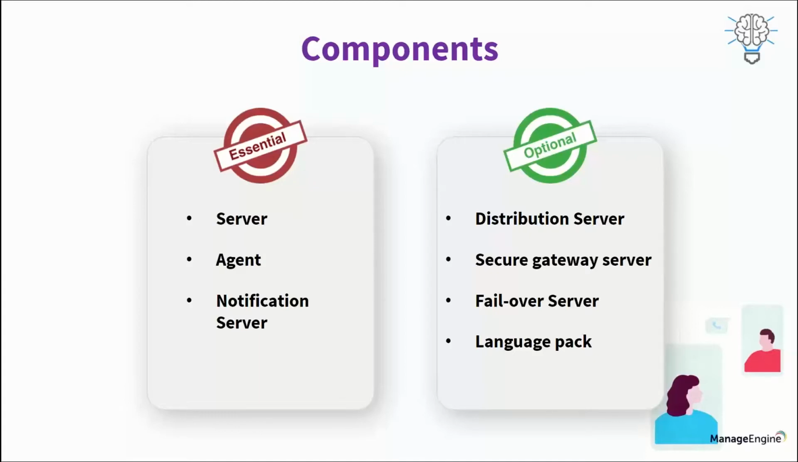When we look at the optional components, we have distribution server, which serves as a repository for patches, software, scripts that you have deployed to machines in the branch office, or I would say remote office. We can create unique replication policies for each location as per the bandwidth requirement.